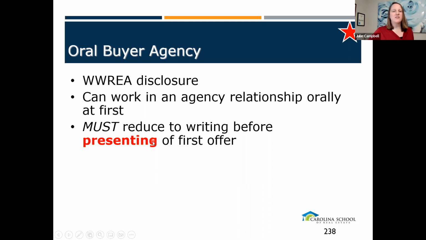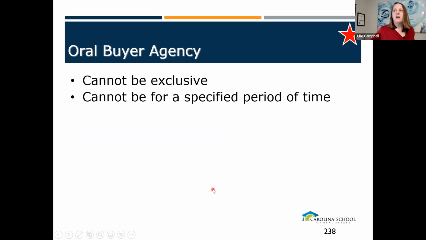Another place where they like to trick you. Please make sure we're paying attention to the answer choices. You may see one that says must reduce to writing before writing the first offer, before showing the property, for example. It's all about presenting the offer. Got to put it in writing by then.